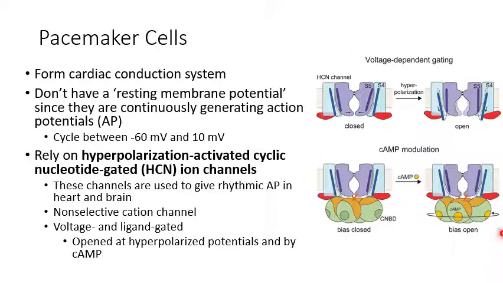So this is a diagram of the HCN channel. It can be activated by voltage. So here it is in the closed state, which it would be at most voltages. Then if the cell hyperpolarizes, it will open. It can also be opened or closed by cAMP. So if you do not have cAMP bound to the channel, then it will be closed. And if cAMP does bind to the channel, then it will open.